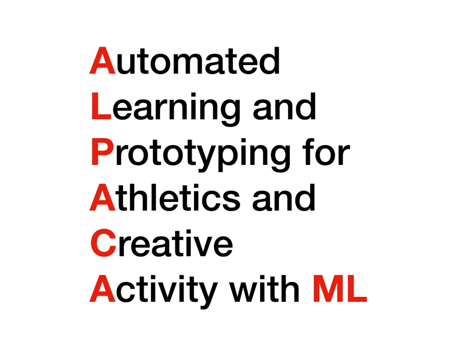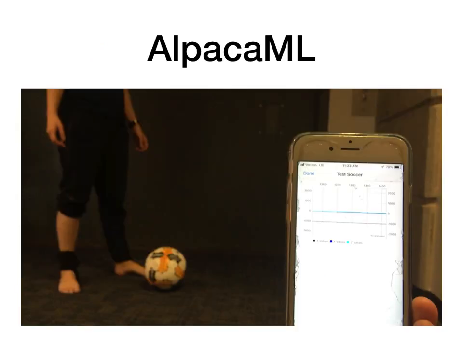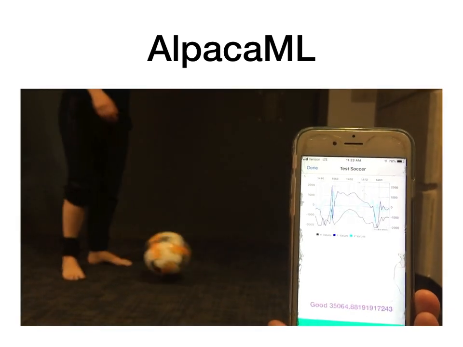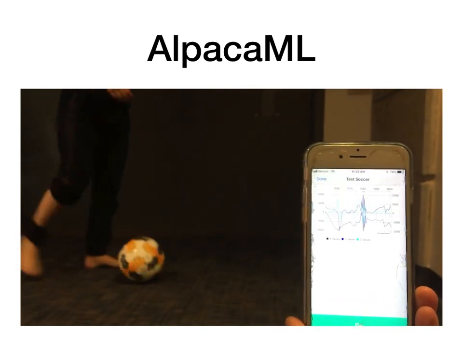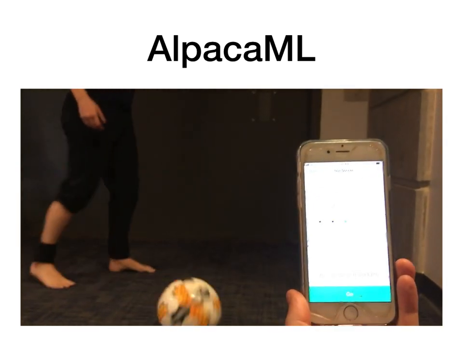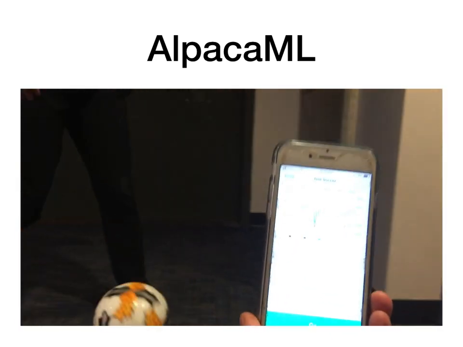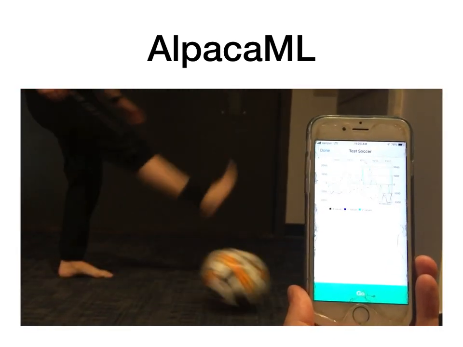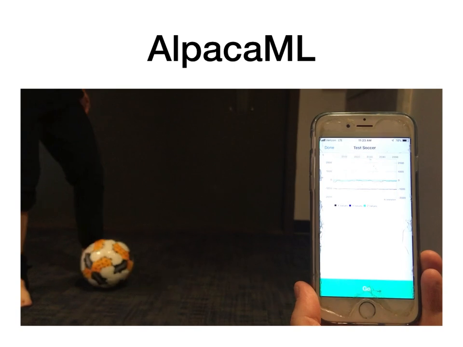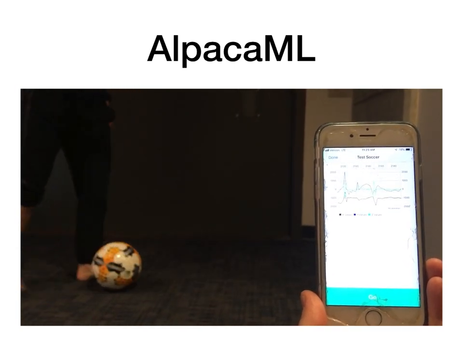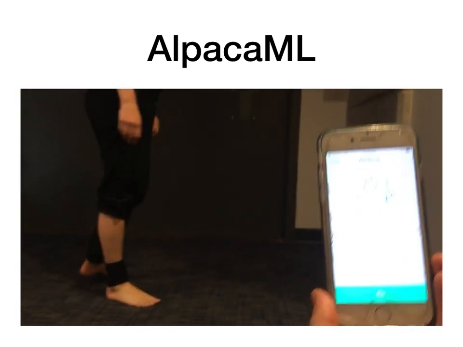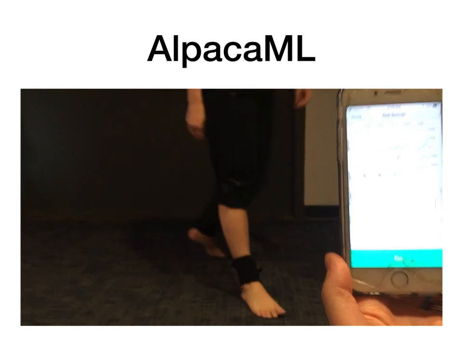We designed Alpaca ML to help us start to answer some of these questions. And I'll show you it in action after we've trained a model, and then I'll show you how we got there. So I'm kicking a soccer ball against a wall. Good. And Alpaca ML says good when I make a good pass and bad when I make a bad pass. Bad. Good. Bad. So it's classifying my kicks.